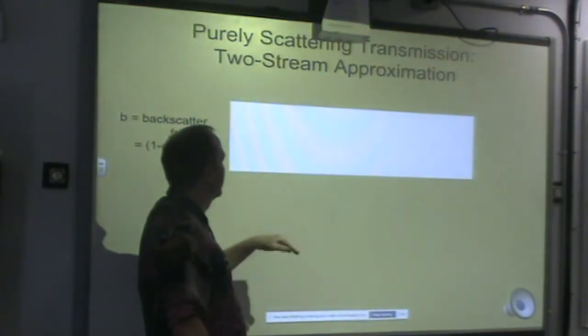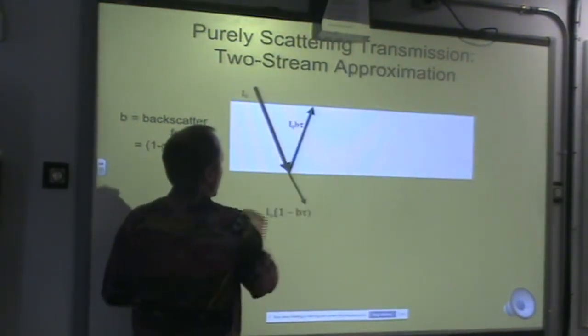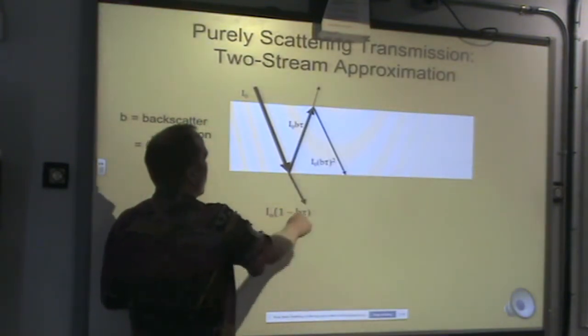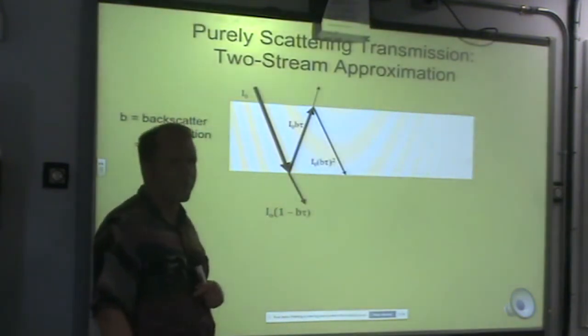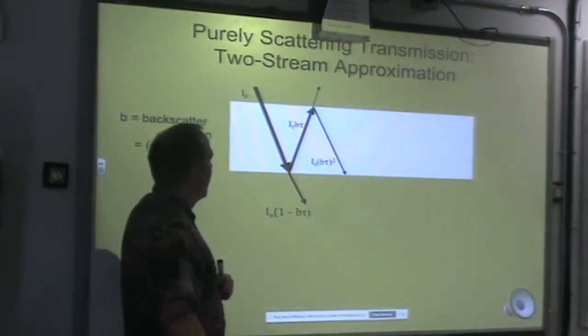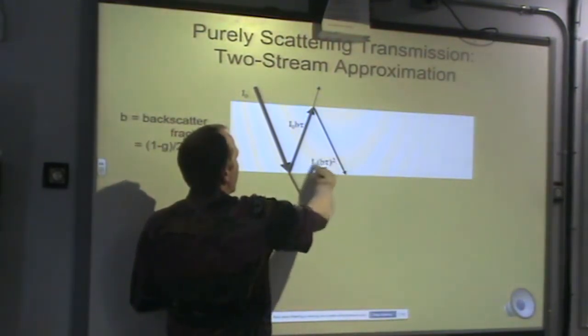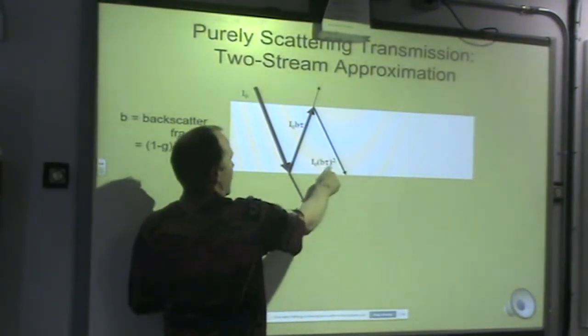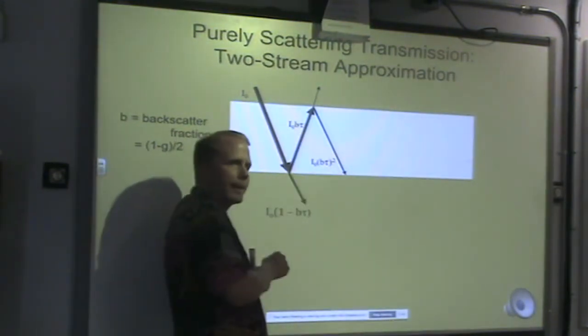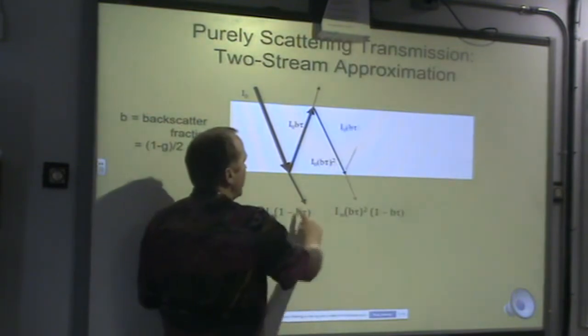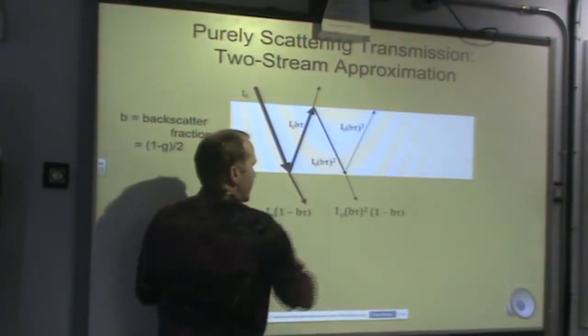I0 minus that. Oops, wrong way. So we're going to have I0 times 1 minus the backscatter being transmitted. Okay? And then it happens again. It goes up here, it's going to get reflected again. We're going to have the same backscatter factor, except now it's squared because it happened the second time. And we have again the amount that's being transmitted.